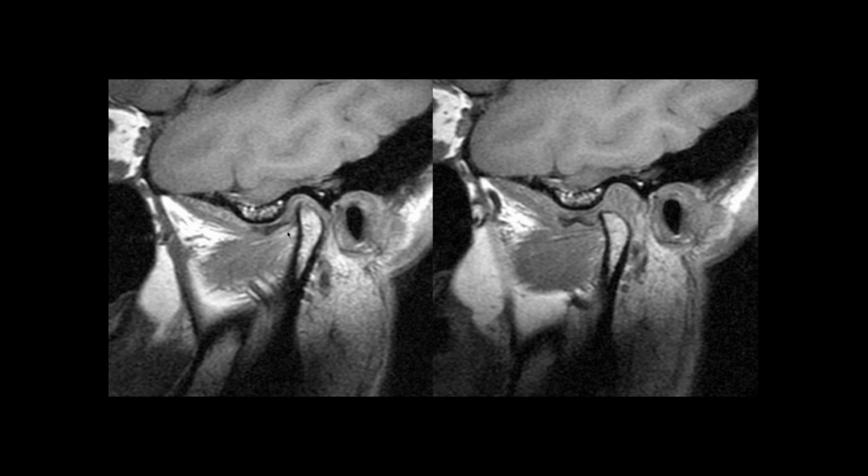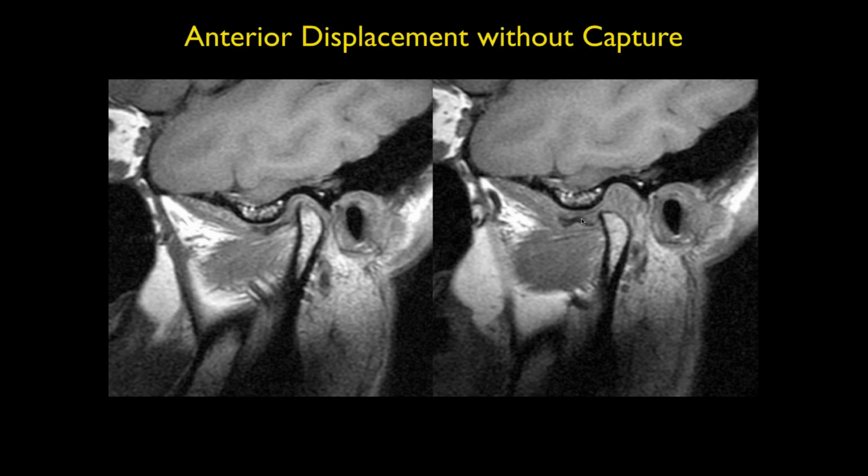Okay. So it looks like we have anterior positioning of the disc relative to the condyle on the closed view. And then on the open view, it remains that way, and it looks like there's no capture. Yeah, so this is anterior displacement without capture. There's probably a little bit of limitation in translation due to the mass effect from the uncaptured disc. Good. So that shouldn't click, right? It shouldn't click, that's right.